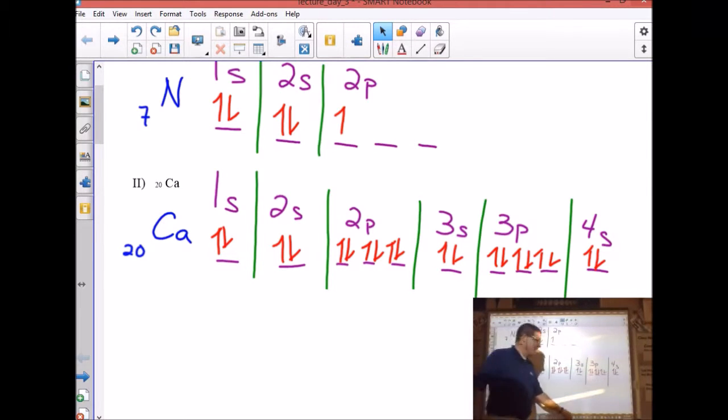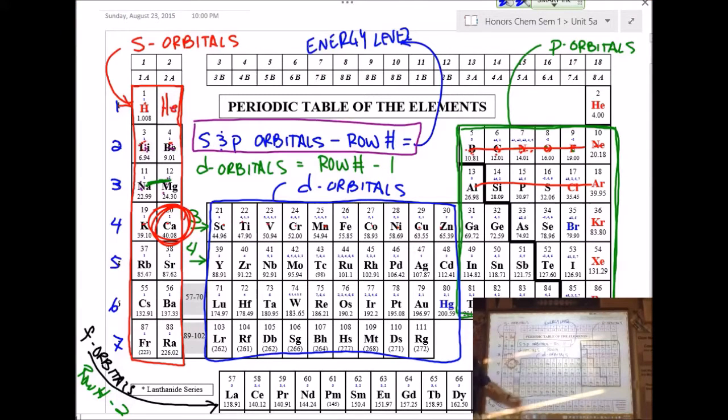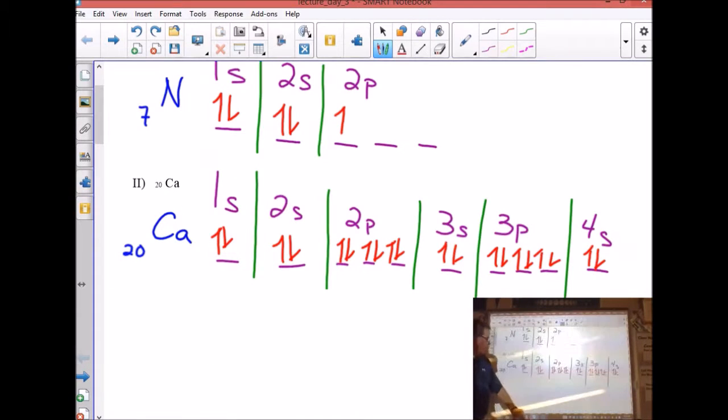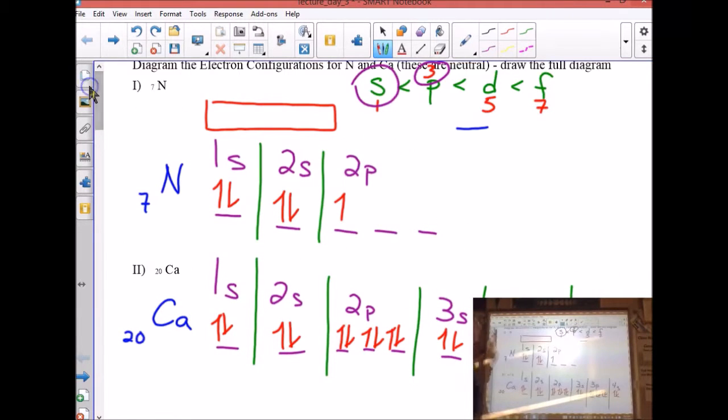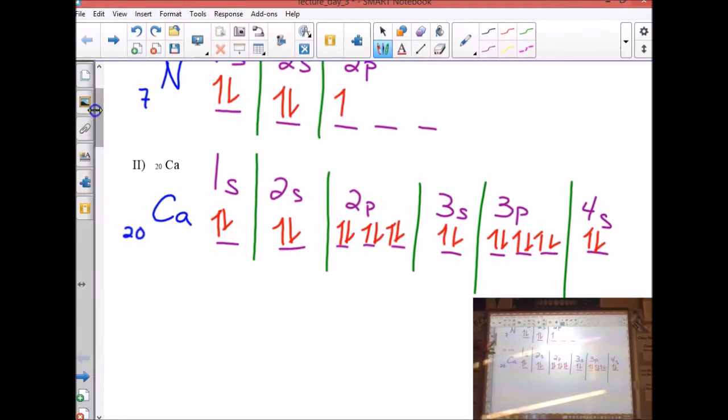Wait, what do you mean? He's asking about boron. Since boron is element number 5, we're going to fill up the 1s, the 2s. He was asking, since there's only 1 electron, do we still show those 3 dashes to represent the p's? Yes. There wouldn't be 1 dash. There's 3 because the p's have 3 orbitals. So we represent the orbitals even though we're only putting 1 in. Okay. All right.